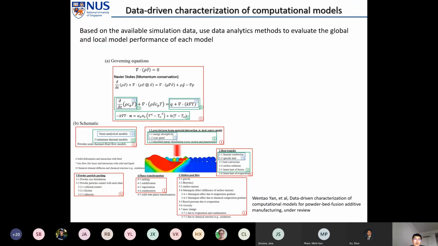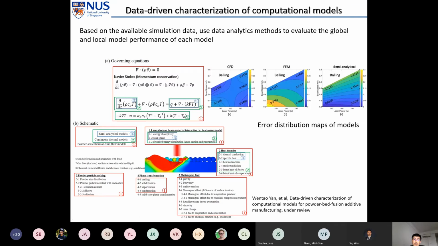And another is we want to use data analytics to analyze. There are so many factors and different assumptions in different models. For example, in our previous models, a lot of factors are incorporated, but in simplified models like Model 2 and Model 3, just the major physical factors are incorporated. So we run a lot of cases and then use data analytics to draw an error map.